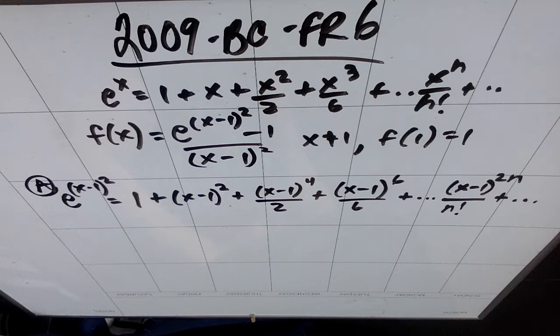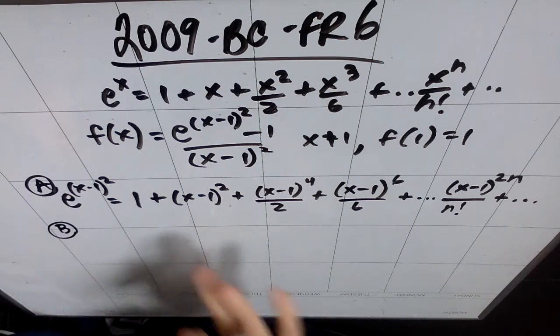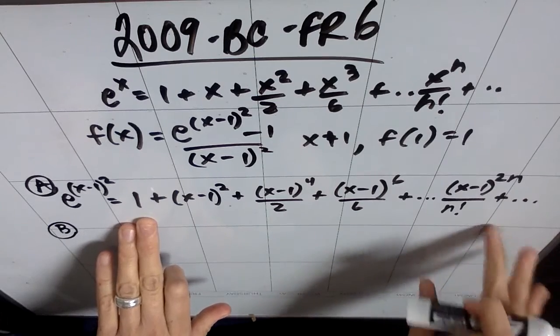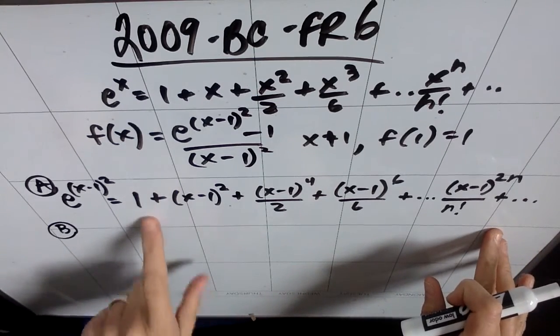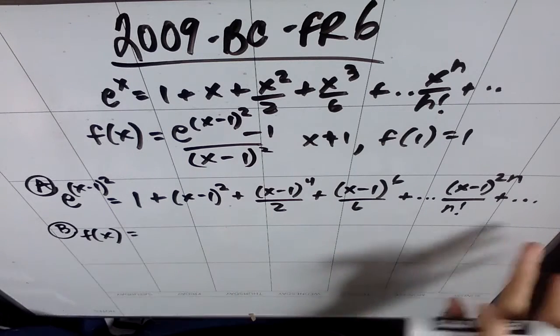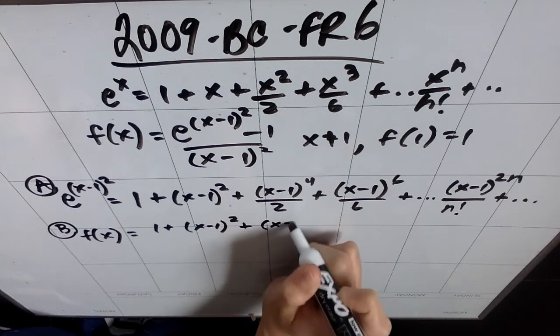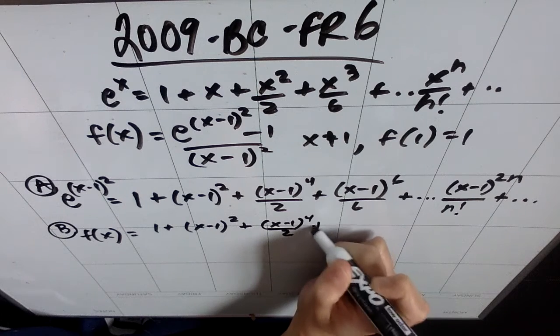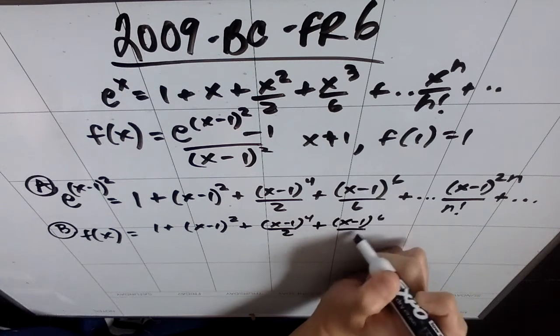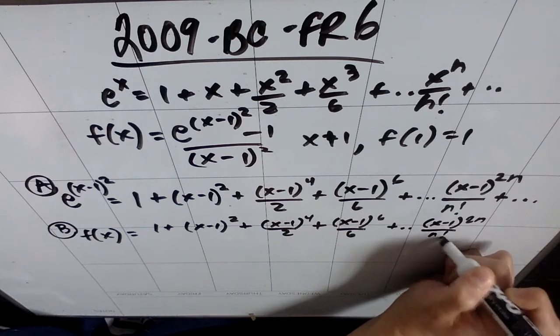Part B, use the Taylor series found in Part A to write the first 4 non-zero terms and the general term for the series for f. So notice, oh, this is kind of fun actually. So notice what's happening in B, right? I'm taking this series, I'm subtracting a 1 from it, which is magically going to take care of this stupid 1 problem, right? So what's going to happen is my f of x is going to be this series, right? So 1 plus the x minus 1 quantity squared plus the x minus 1 to the 4th over 2 plus the x minus 1 to the 6th over 6 plus dot dot dot, the x minus 1 to the 2n over n factorial plus dot dot dot.